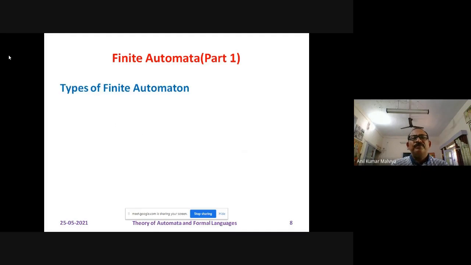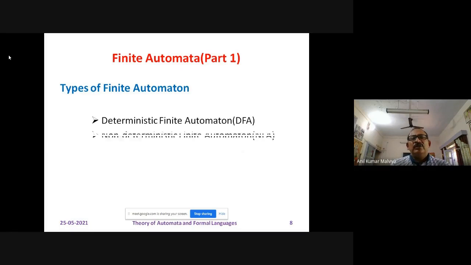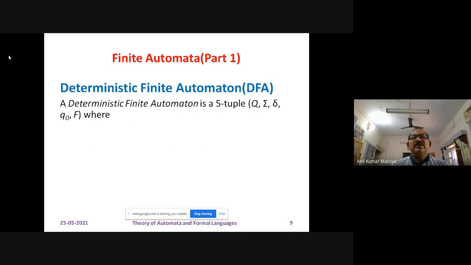Types of finite automaton: deterministic finite automaton, non-deterministic finite automaton, and non-deterministic finite automaton with epsilon moves. Let us start with what is a deterministic finite automaton.